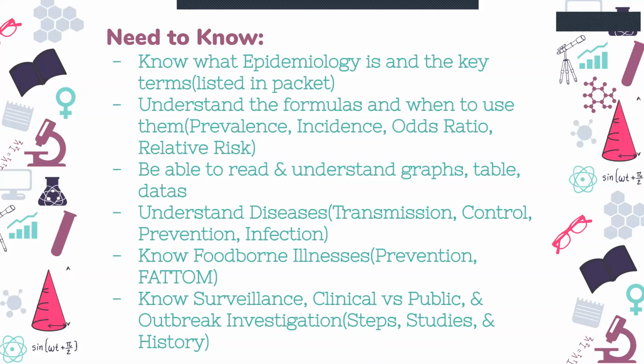And then also know the different types of studies for outbreak investigation. You have both observational and experimental, and then know about the history. As I mentioned earlier, they'll ask what happened in 1500 BC, or when the HIV outbreak happened, or when SARS happened. So make sure you read up on that, which we have listed in our resource packet again, and we have highlighted key terms that you should know too.